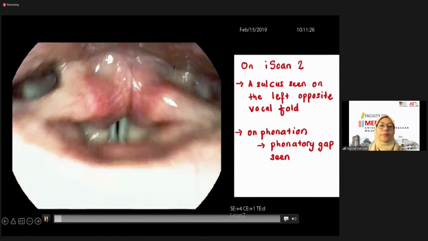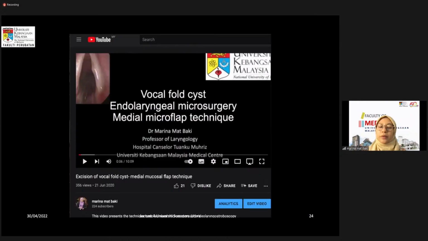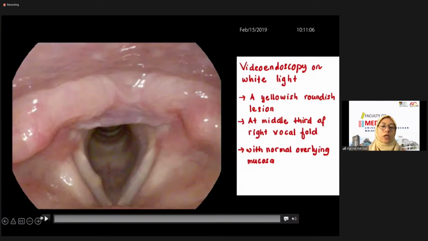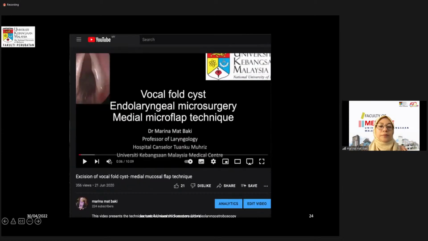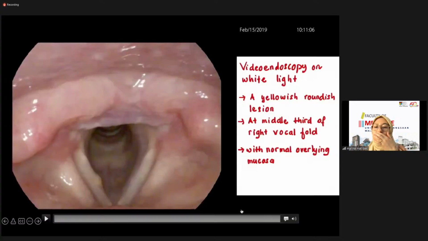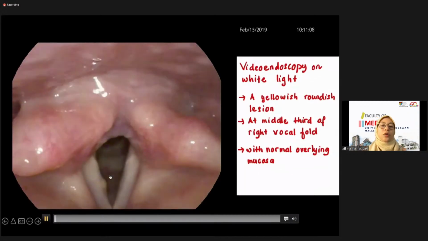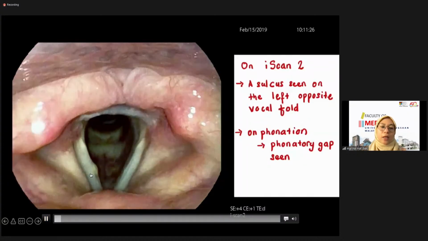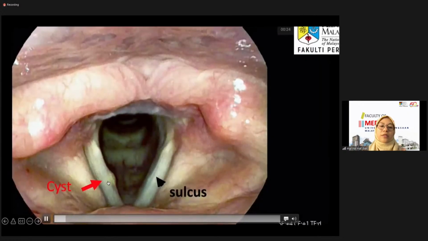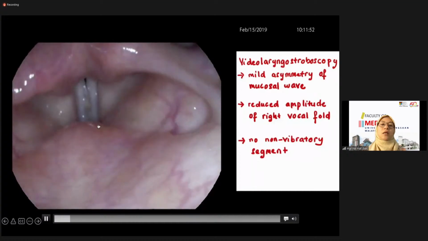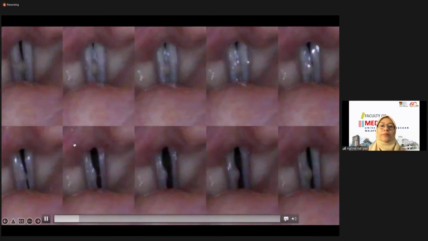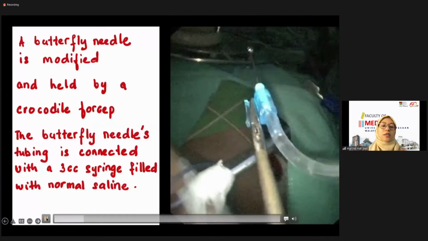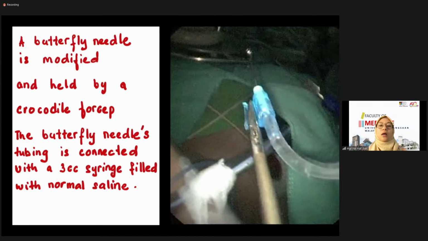So you would appreciate that there is a roundish, let me, hang on. I want to mute the sound so that I can explain. All right. So I want you to appreciate there is a kind of sac under the mucosa. So this is typical of a cyst. And the patient also has a sulcus on the opposite side, and that is asymmetrical mucosal wave and hourglass type of closure. And the patient cannot sustain the voice too long because there is glottic insufficiency caused by the cyst.